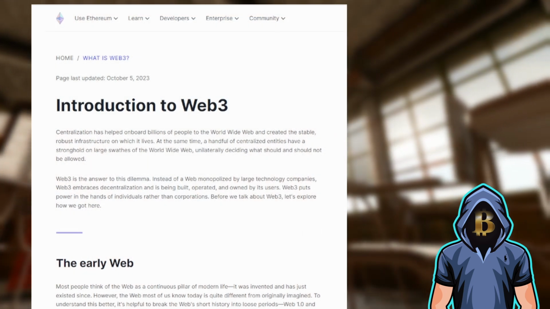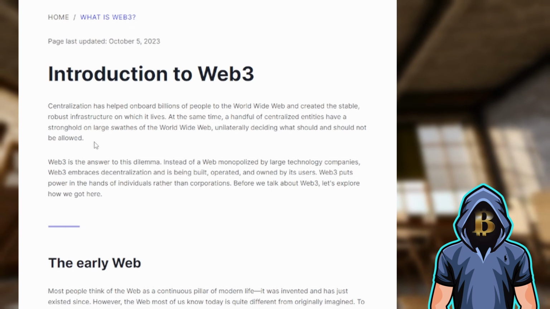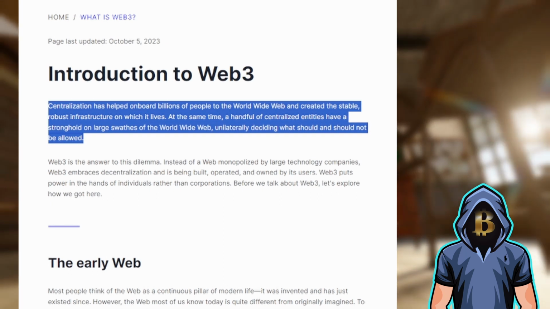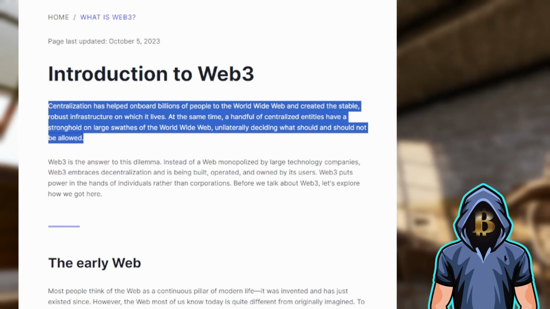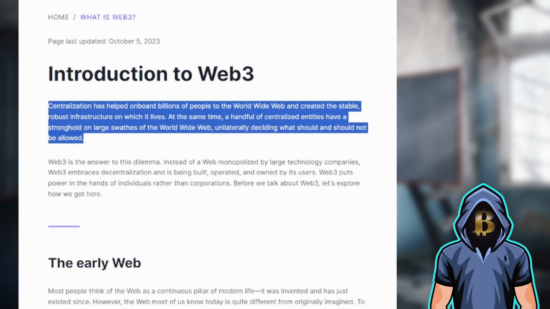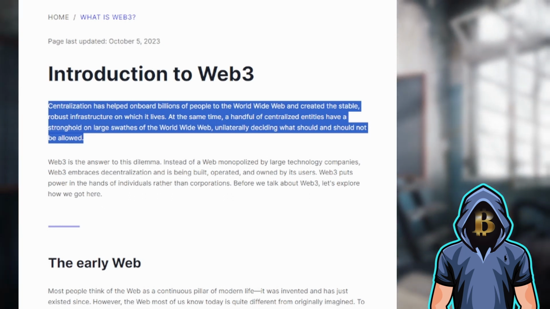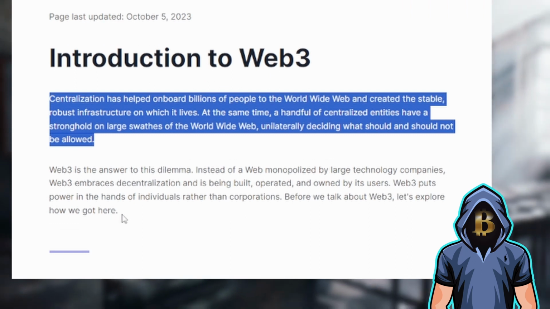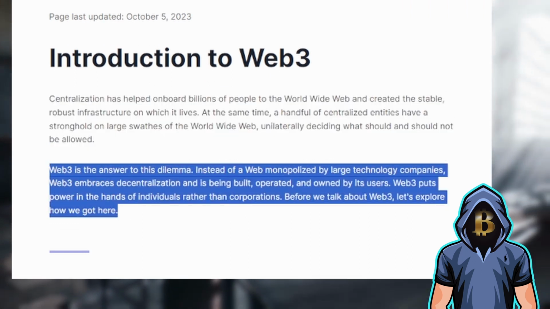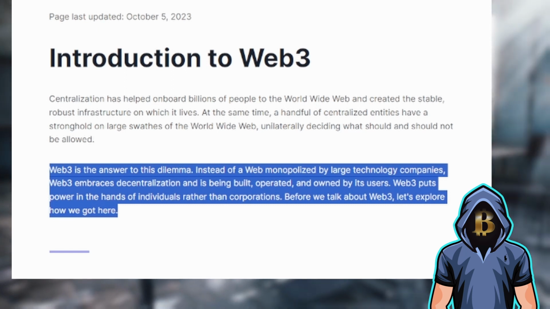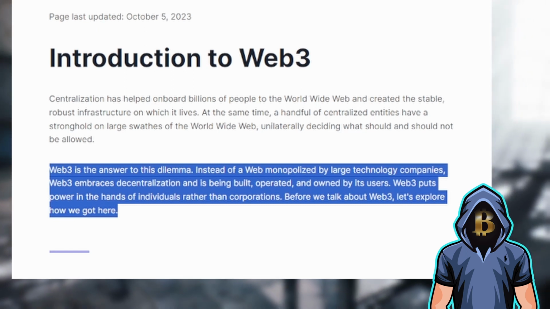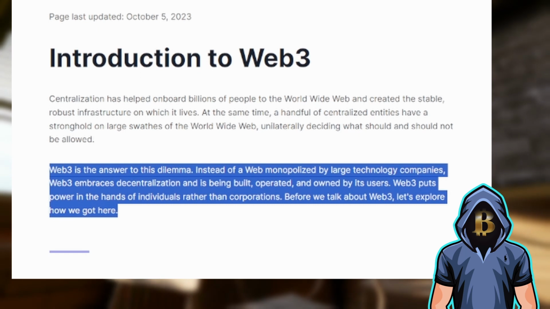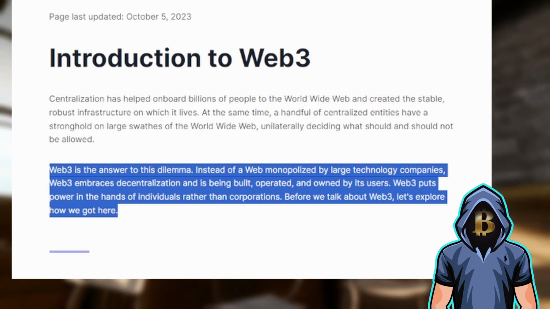So today we're starting off at Ethereum.org. Introduction to Web 3. Centralization has helped onboard billions of people in the World Wide Web and created the stable, robust infrastructure on which it lives. At the same time, a handful of centralized entities have a stronghold on large swaths of the World Wide Web, unilaterally deciding what should and should not be allowed. Web 3 is the answer to this dilemma. Instead of a web monopolized by large technology companies, Web 3 embraces decentralization and is being built, operated, and owned by its users. Web 3 puts power in the hands of the individuals rather than the corporations.